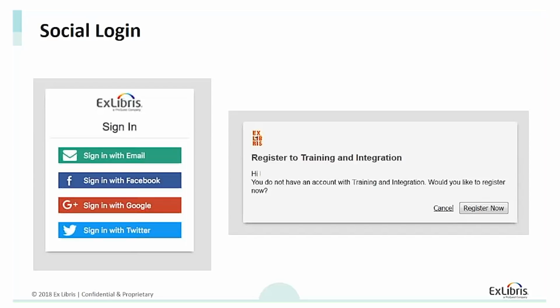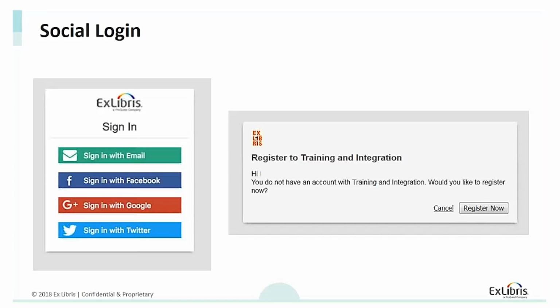So for those who are interested in this option, there's of course documentation on the developer network and also on the online help for how to configure this. There is some configuration which needs to be done inside each social network that you want to allow your users to authenticate with. And there's some configuration to be done inside of Alma.